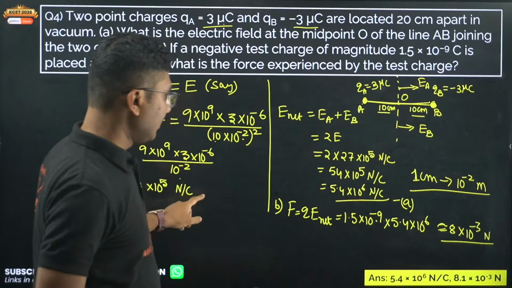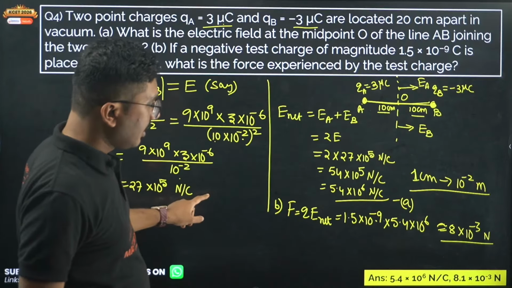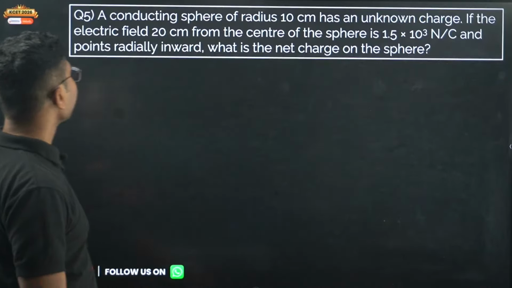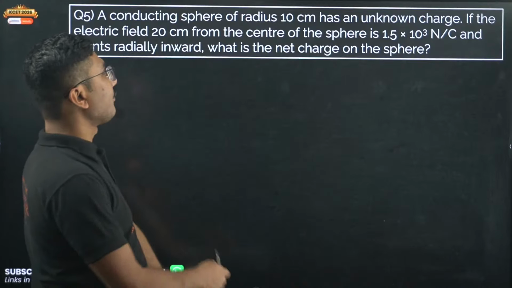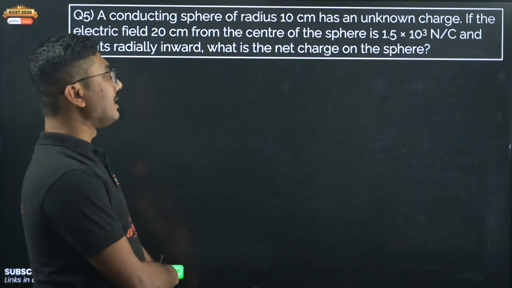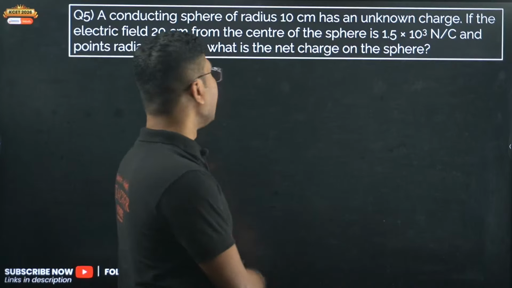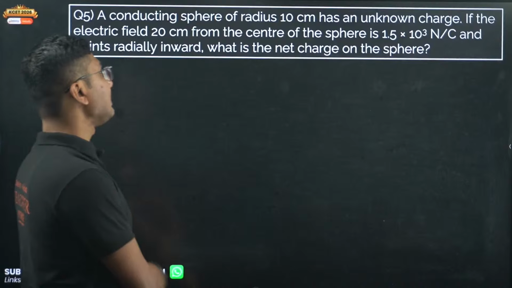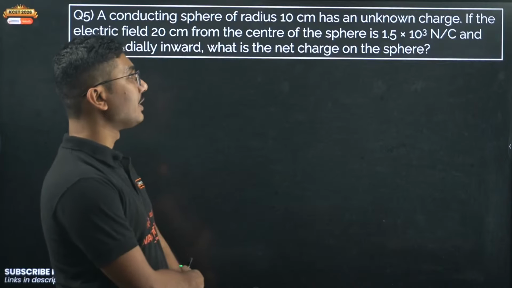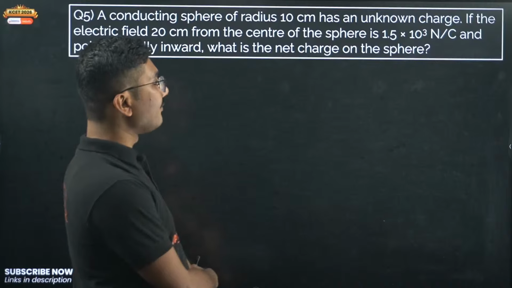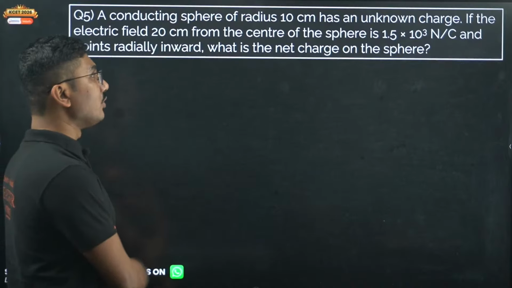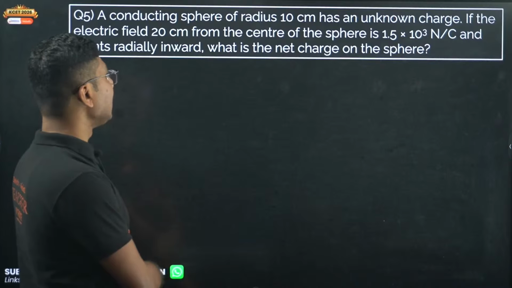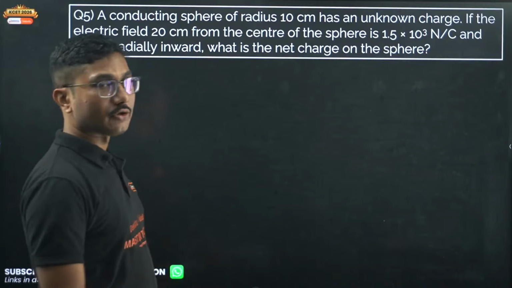Okay, correct. Let's move on to the next question. A conducting sphere of radius 10 centimeter has an unknown charge. If the electric field 20 centimeter from the center of the sphere is 1.5 into 10 to the power of 3 Newton per Coulomb and points radially inward, what is the net charge on the sphere?